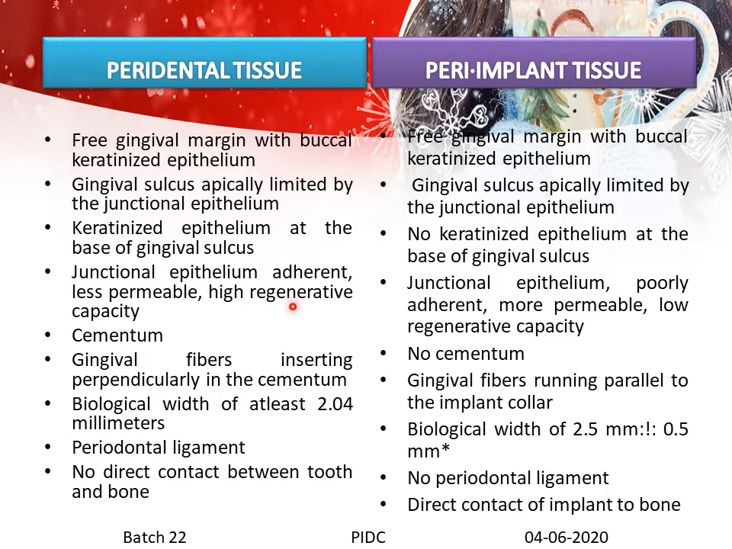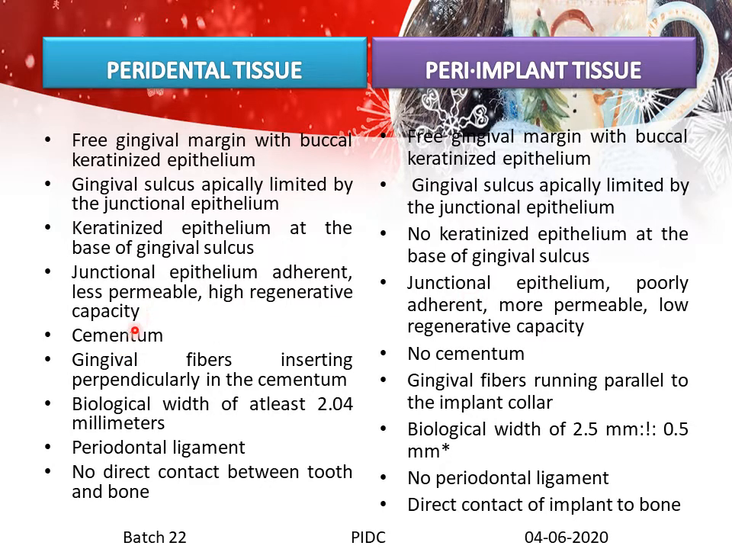As I told you, junctional epithelium is less permeable, but it is highly regenerative with a high regenerative capacity and is more adherent to the tooth structure, whereas in case of an implant, the junctional epithelium is poorly adherent, more permeable, and has low regenerative capacity, which means that there is more chance that it gets destroyed very soon. So be very careful when you're going to place an implant for a patient.